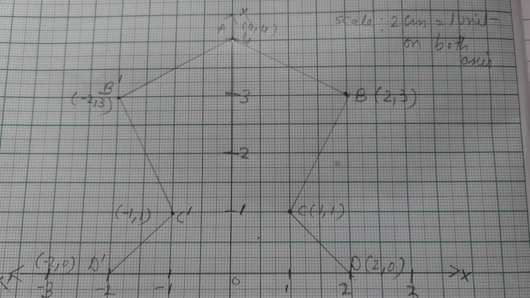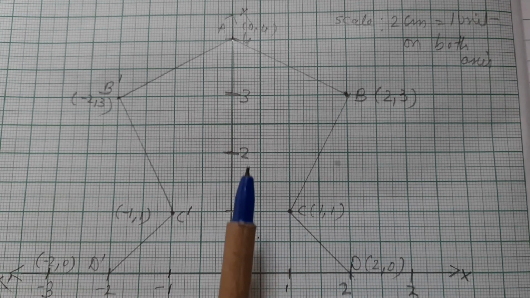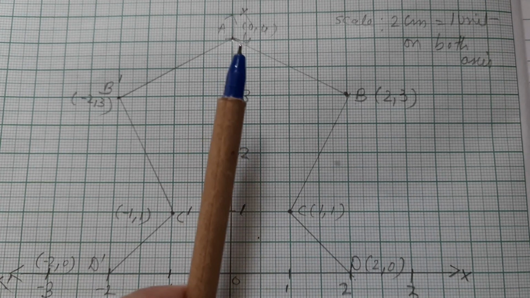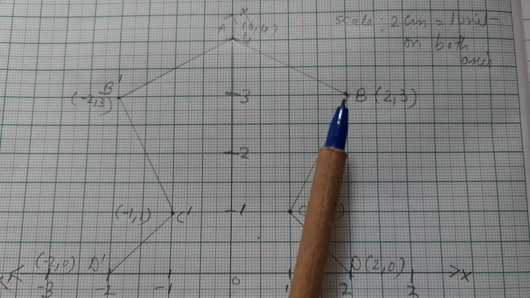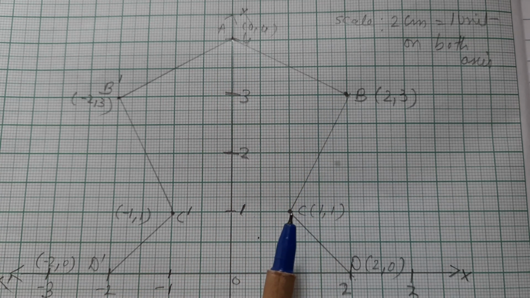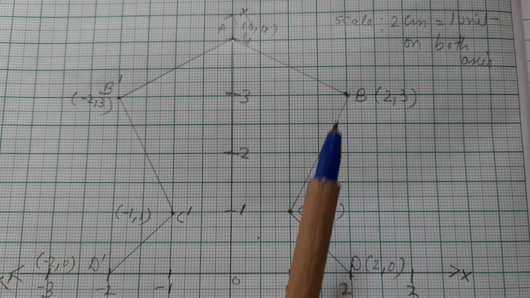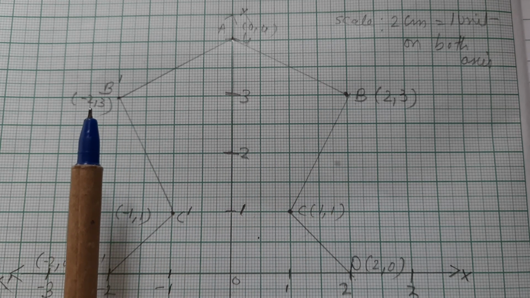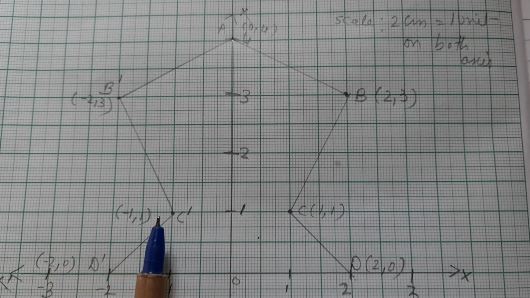Scale: 2 cm equals 1 unit on both the axes. Points A (0, 4), B (2, 3), C (1, 1), D (2, 0). B dash (-2, 3), C dash (-1, 1), D dash (-2, 0).